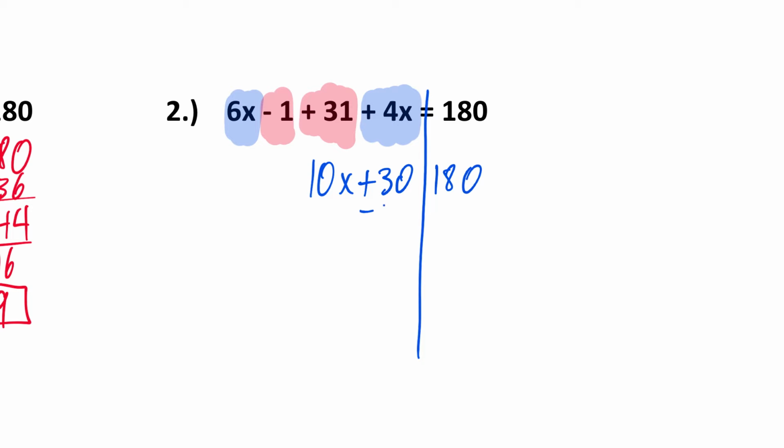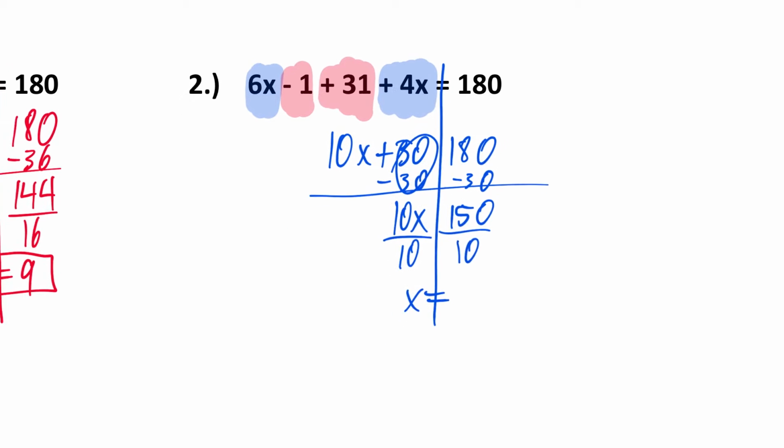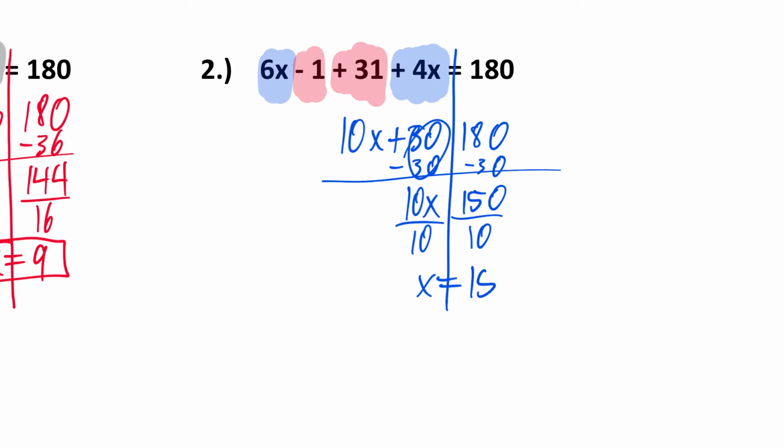Okay, equals 180. Subtract 30. So these zero out, this leaves 10x equals 150. Divide by 10, and x equals 15.